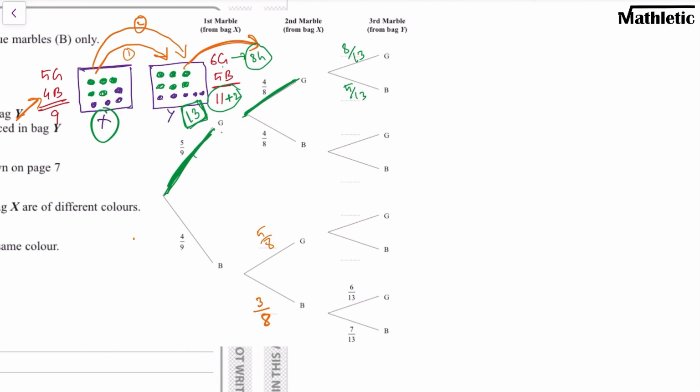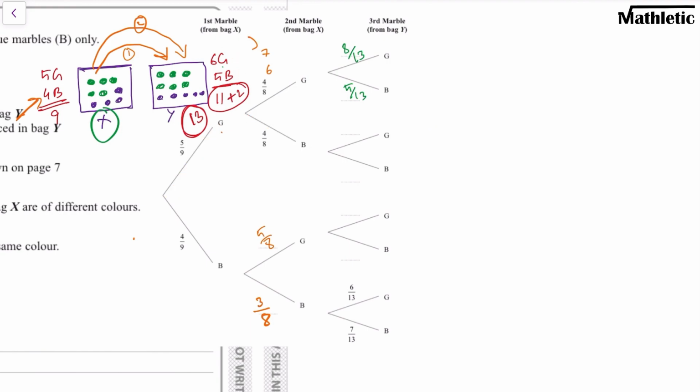Okay, so let's consider the second scenario. You need to understand that whatever the color is, total number of marbles in bag Y is actually 13, because you have transferred 2 marbles. So all of these will have 13 at the denominator. So let's consider the second situation. If the first marble selected is green, the second one is blue, in that case you will have 1 extra green, 1 extra blue, right? So the green is 7, blue is 6.